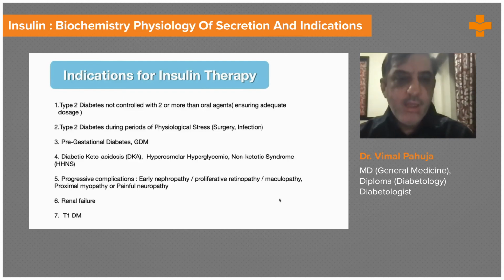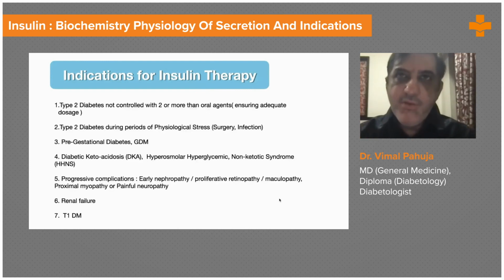insulin only. Now, if you have progressive complications like early nephropathy, or proliferative retinopathy, maculopathy, proximal myopathy, or painful neuropathy, when the patient presents with these complications, even if the patient's blood sugar is under fair control, insulin is the best treatment to alleviate the complications. So maybe you can remove one oral agent, but you should give insulin, because these complications warrant a good, tight blood sugar control, and insulin also helps to alleviate these complications.